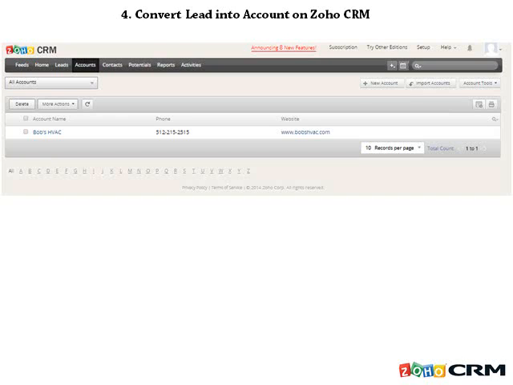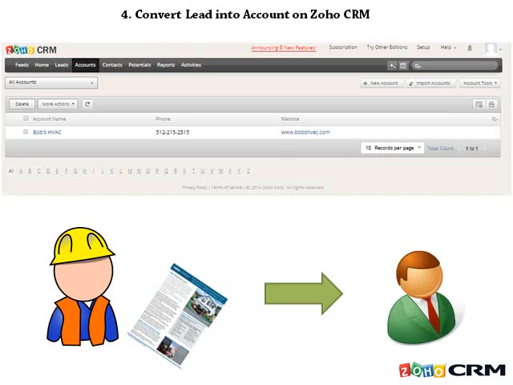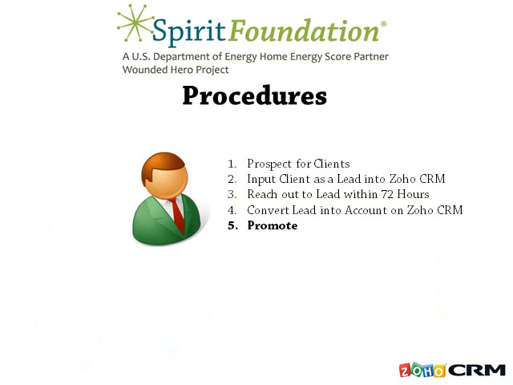Here in the Accounts tab, you will see a list of accounts that you have successfully converted from a lead into an account. What that means is that now Bob offers the FHA Power Saver financing option to his customers, and every time he does, you will get compensated your $100. Now let's move to step 5 of the 5-step process, which is to promote.